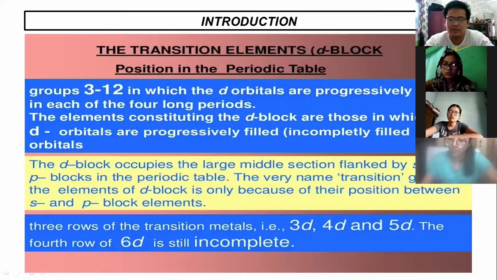Starting from cerium to lutetium, then the actinides from thorium to lawrencium. These two series are called rare earth elements because they are not found abundantly in the Earth's crust. They are called rare earth.